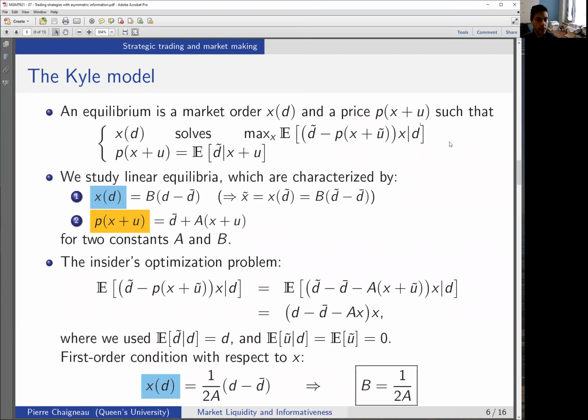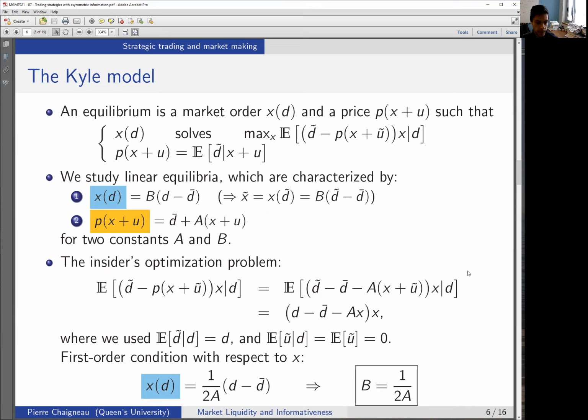Okay, so let's start with the maximization problem of the insider. We want to maximize this objective function over x. Here I just rewrote the same objective function. Now we're going to use the expression that we have here for the price. We know that the price is going to look like this, even though we don't know what capital A is yet. So here I just replace the price by this postulated expression for the price, and I get this.